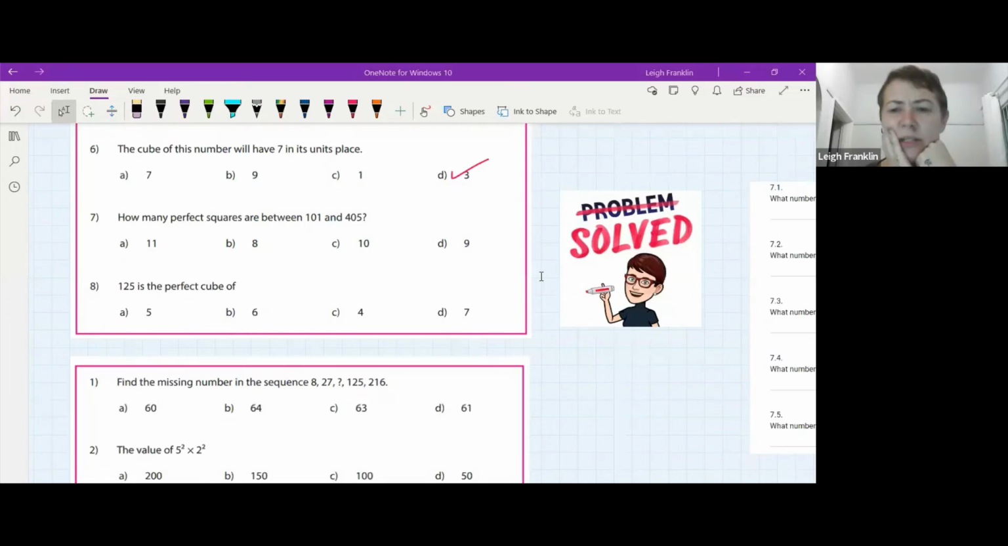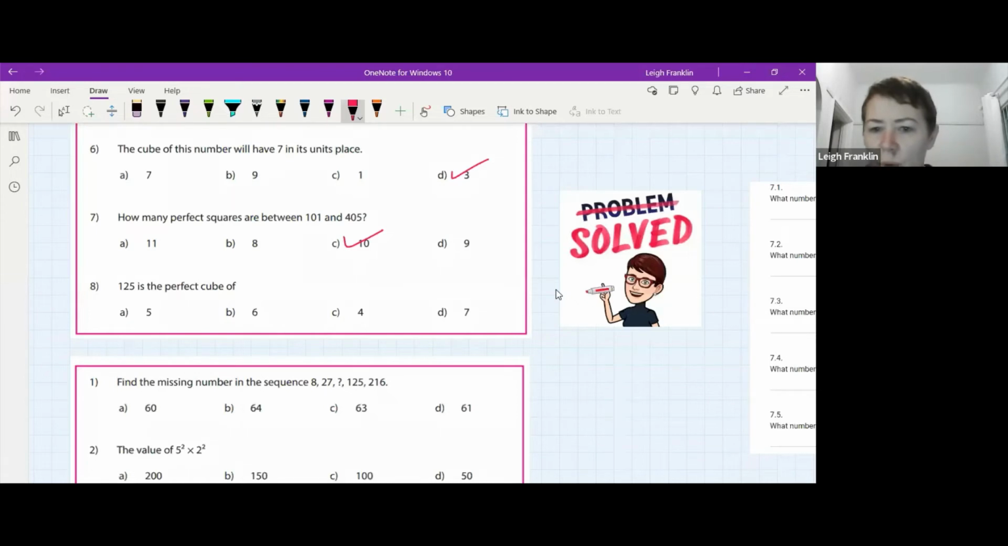Yes. Sorry, I'm still helping with the private chats. Oh, sorry, no problem. Do you agree there would be 10, not 11, 10 perfect squares between 101 and 405? Yes, teacher. Okay, all right, good job.